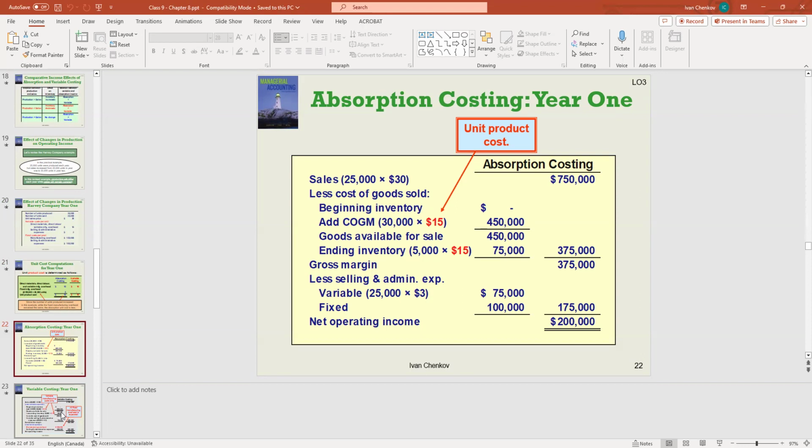So cost of goods sold is $375,000, which splits the sales in half. Gross margin $375,000. Variable selling and administrative expenses are 25,000 times $3, which is $75,000. And the fixed cost, on the same administrative expenses, is $100,000, that's $175,000. Operating income here is $200,000. Now, since we know the $25,000 are held in the absorption, and we know that absorption is going to give us higher income by that amount, what will be the income that we're expecting to see in the variable?